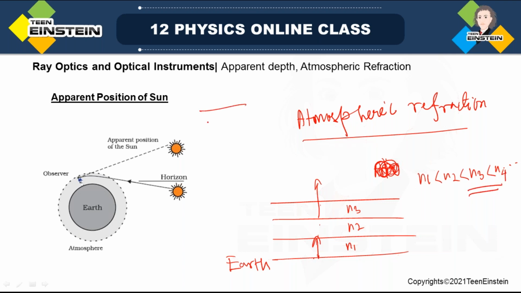That means there are mediums. If you have two or multiple mediums and the refractive index is the same, then there is no question of refraction. But in the atmosphere, how does refraction happen? Because of the change in density, the refractive index also changes from one layer to another. Look here, this is N1, this is N2, this is N3, like that. The refractive index changes, and how does it change? It increases as you go higher and higher in altitude.